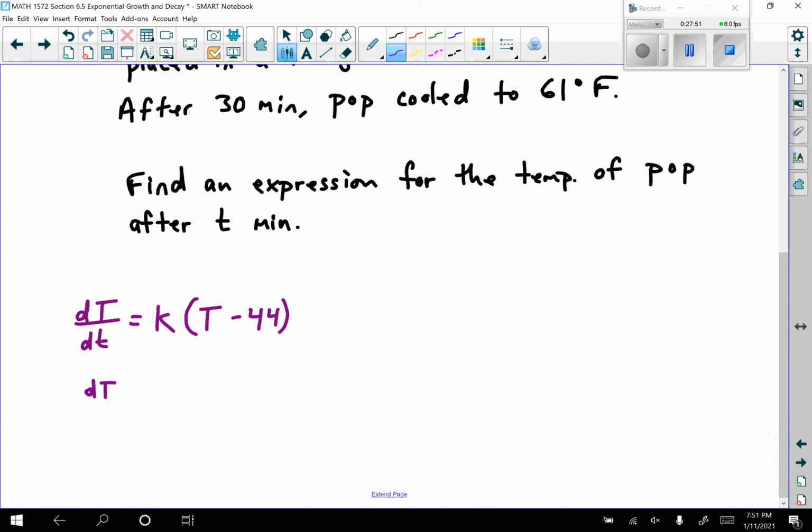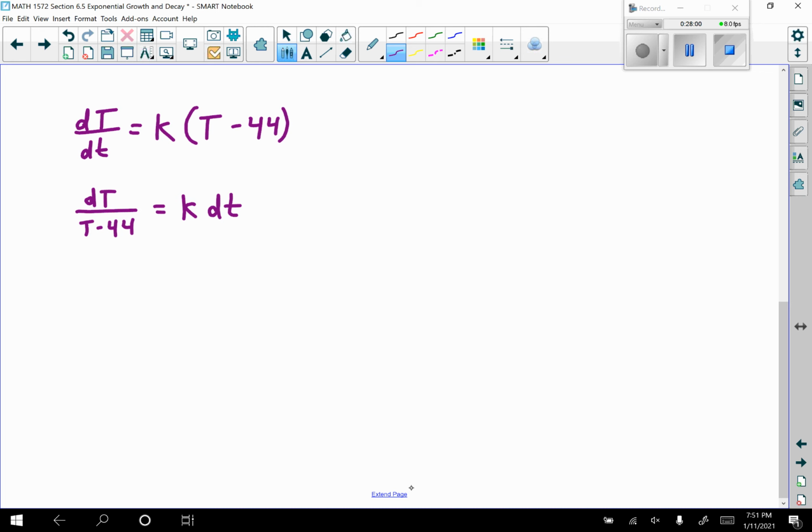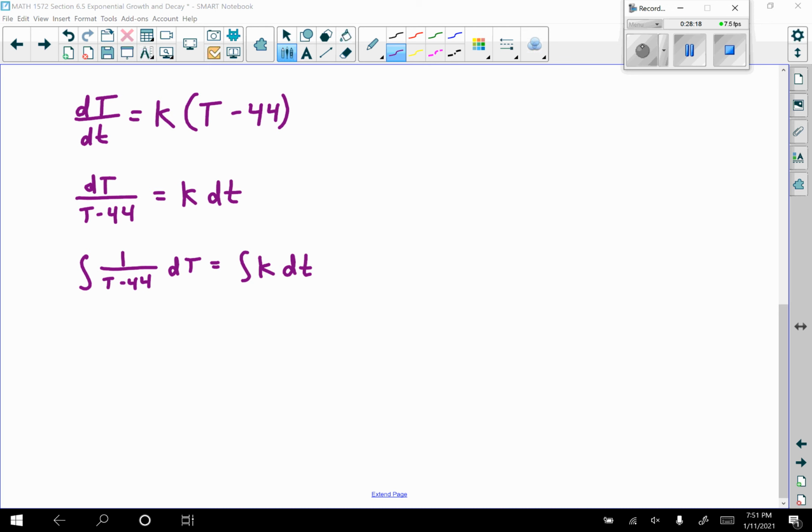So we'll have dT over T minus 44 is going to equal K times dt. And we'll go ahead and take the integral of each side. So I'm going to write this as the integral of 1 over T minus 44 times dT is equal to the integral of K dt. All right, so again, 1 over something here, and it's nice. We don't really have to use substitution here.